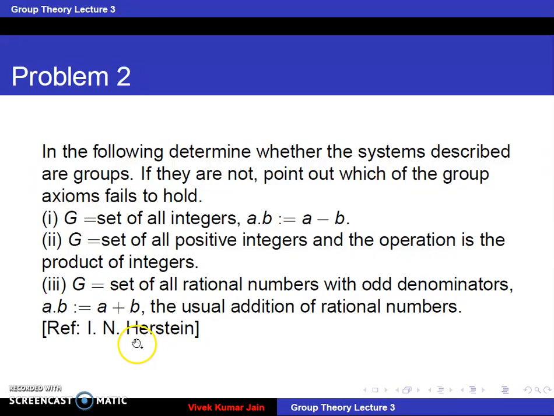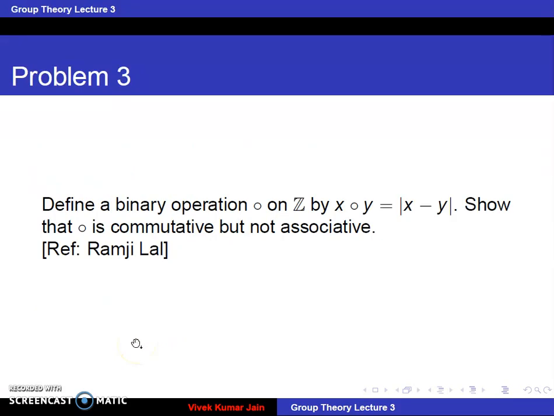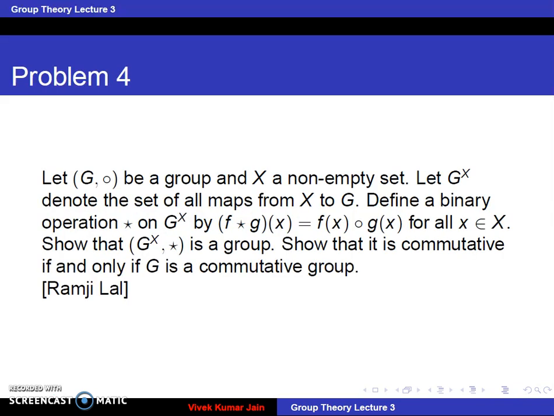This problem has been taken from the book of I.N. Herstein. Define a binary operation o on Z by x o y equals mod of x minus y, so that this o is a commutative binary operation but it is not an associative binary operation. This question has been taken from the book of Ramji Lal.